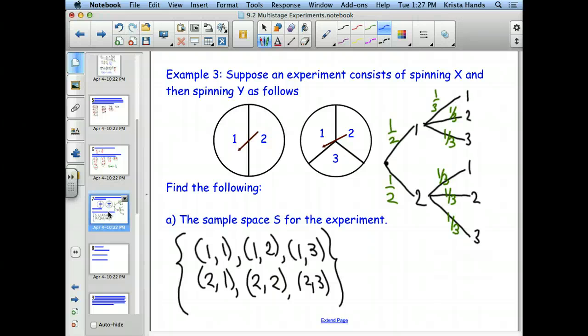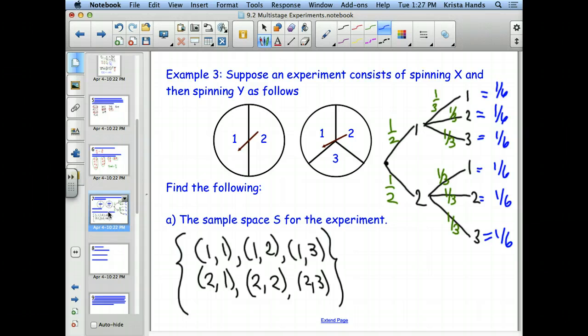Take a look over here and I'll show you. What is the probability of spinning a 1 and a 1? 1/6, a 1 and a 2? They're all 1/6, aren't they? And if you take a look down here, that shows up very nicely. There are 6 options and they are each one of the 6 options.